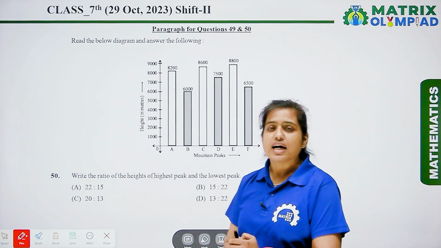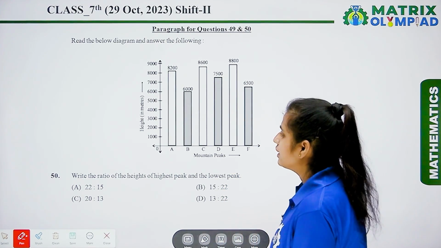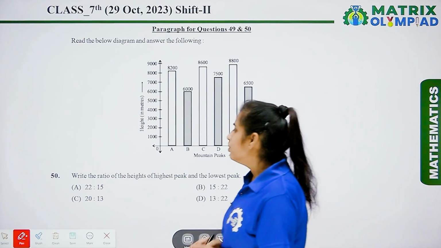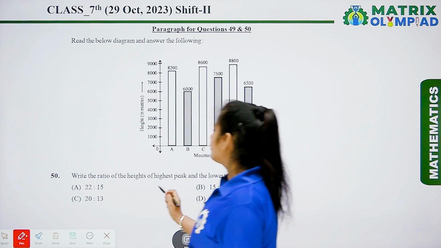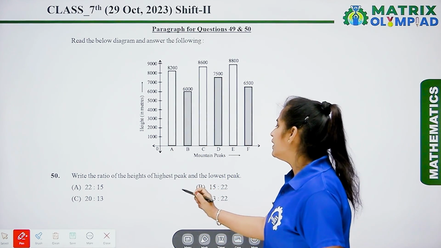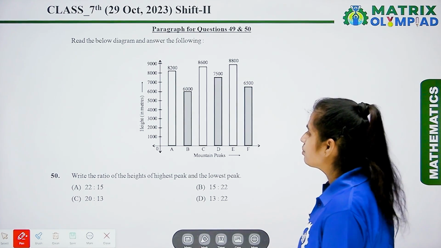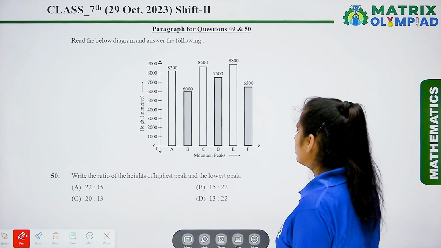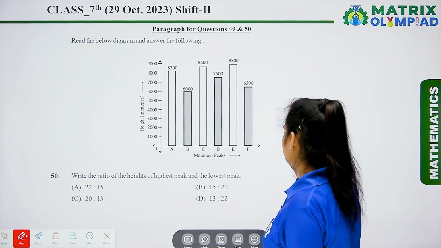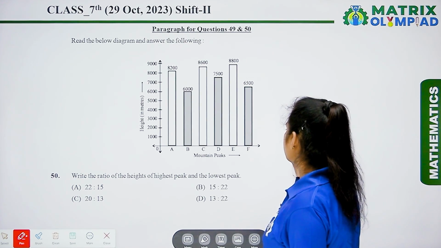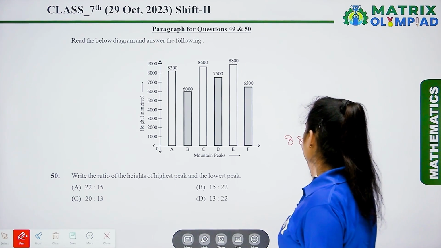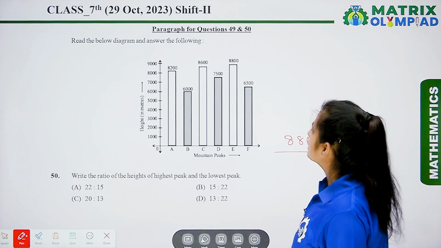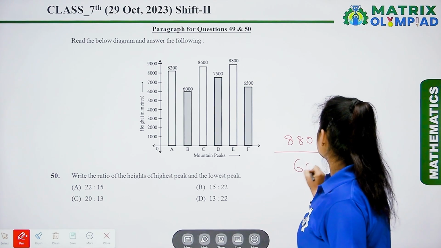Now the last question of this part, that is question number 50. Write the ratio of the heights of the highest peak and the lowest peak. So we have to find out the ratios. Here the ratios are: the highest peak is 8,800 and the lowest peak is 6,000.